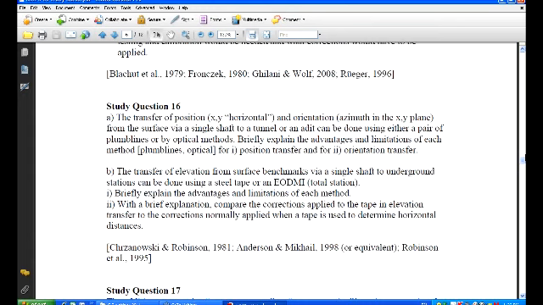Is there anything else about this particular topic area, underground surveying, that you would like to have discussed?